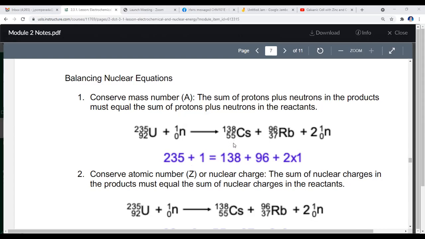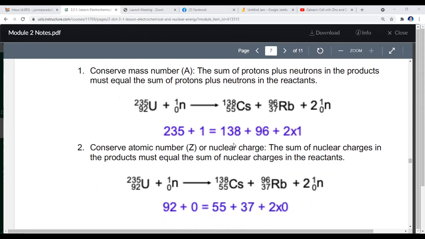So the sum of the mass numbers in your nuclear reaction for the products and reactants should be equal. In the same way that we make sure the mass number is equal for the products and the reactants, it should also be the same with the nuclear charge. That is the atomic number, the number written on the lowest leftmost portion of the symbol of the element. So the sum of the nuclear charges in the products must equal the sum of the nuclear charges in the reactants. I think this is self-explanatory.